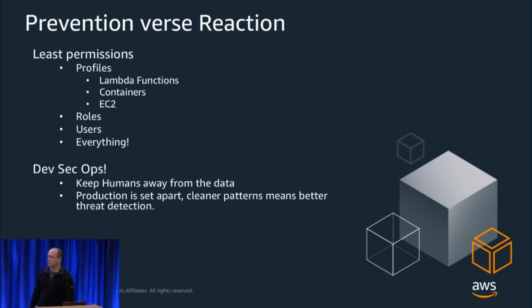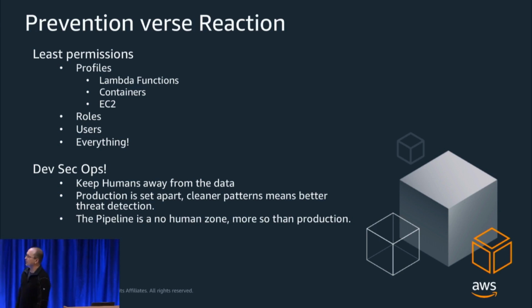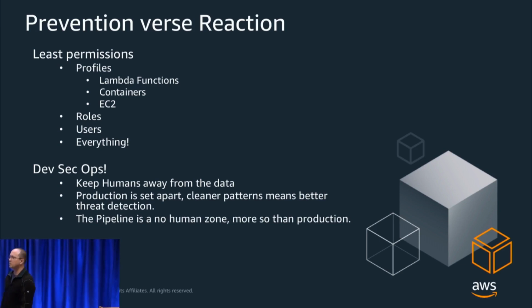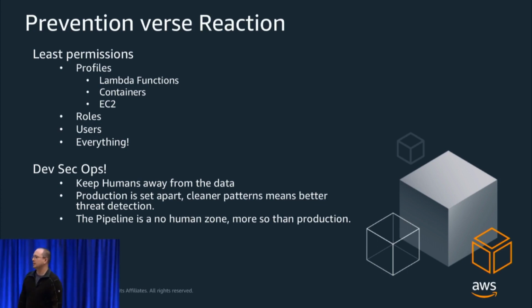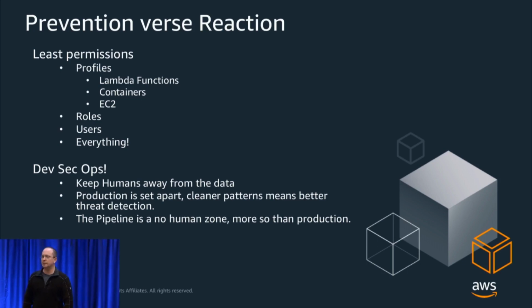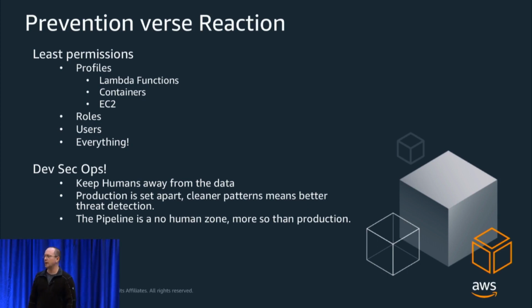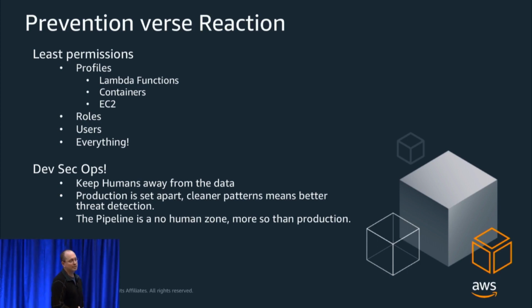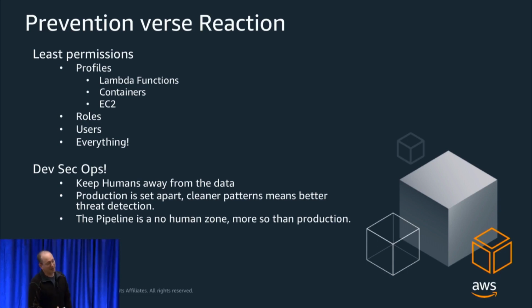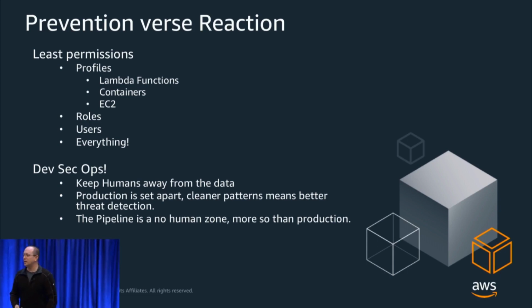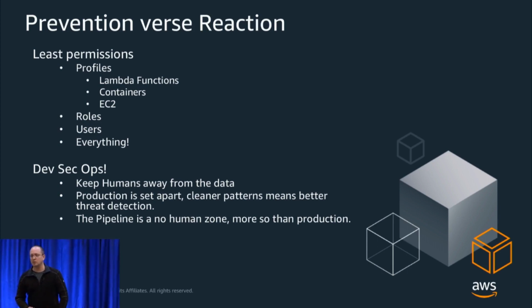Production is always set apart. As a side note, there are no humans in pipelines. Pipelines are also secure and should never have a human in them. So if you have a pipeline and you have it open to the world, what happens? If I, the hacker, get a hold of your pipeline, what am I? A problem? Decidedly a problem, yes. I am now your administrator, and that's not a happy thing. So pipelines, just like production environments, are a no human zone.